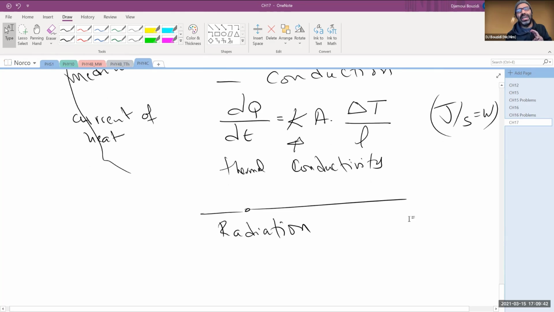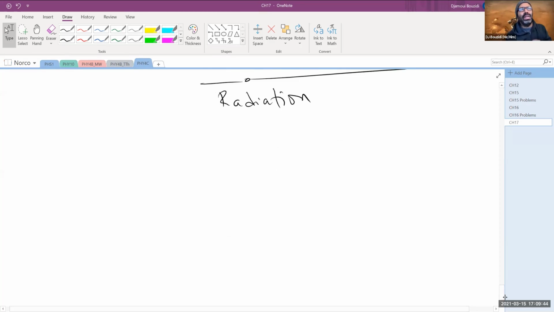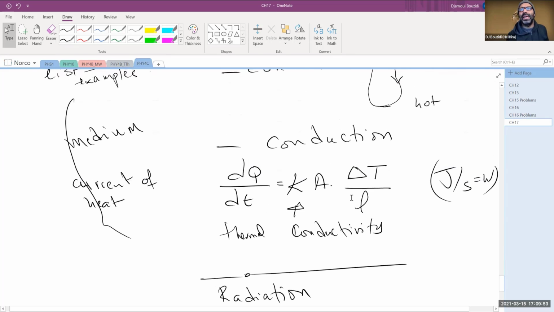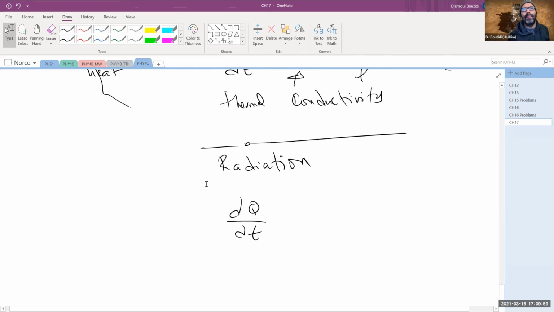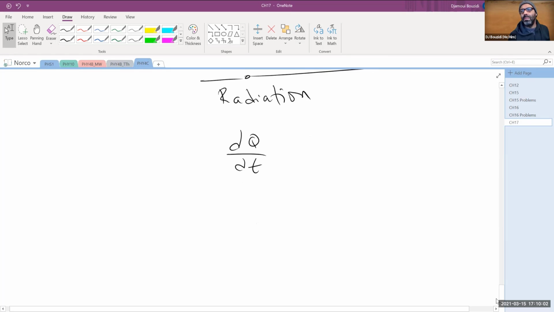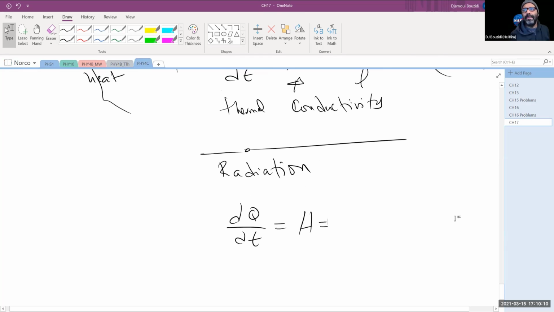The third way for heat to transfer is by radiation, okay? Heat will transfer at the rate of dQ by dt, again per unit time. Sometimes we use the symbol H for this quantity, H for heat, which in this case has units of power. So again, it's going to be proportional to the area, and it's proportional to something called the emissivity of the material, or coefficient of emission.